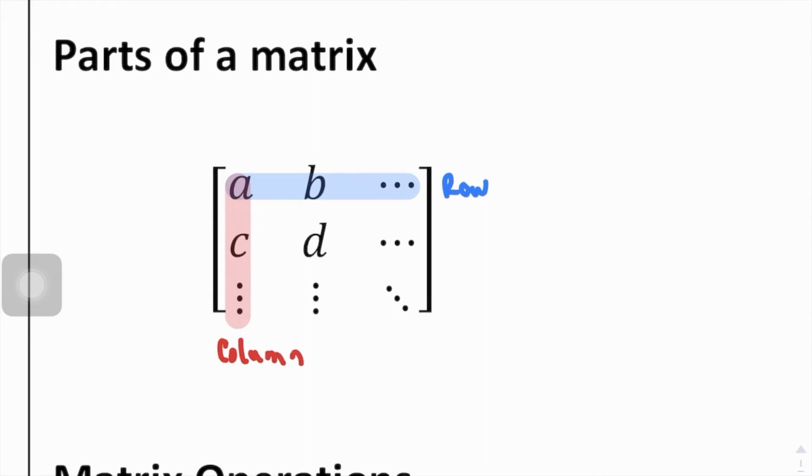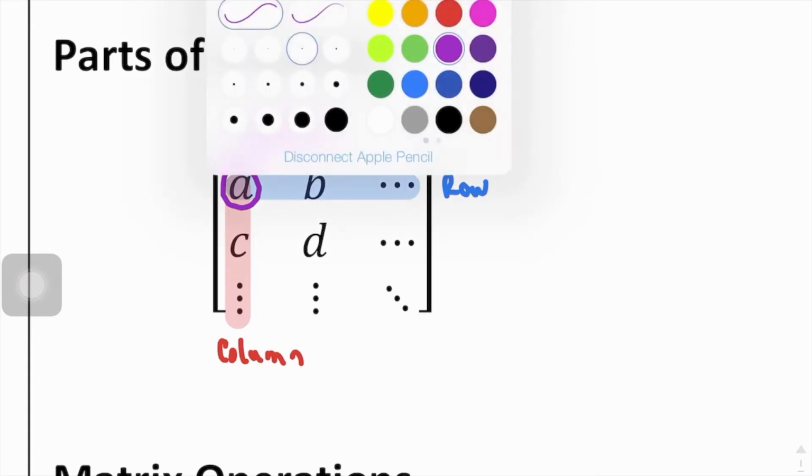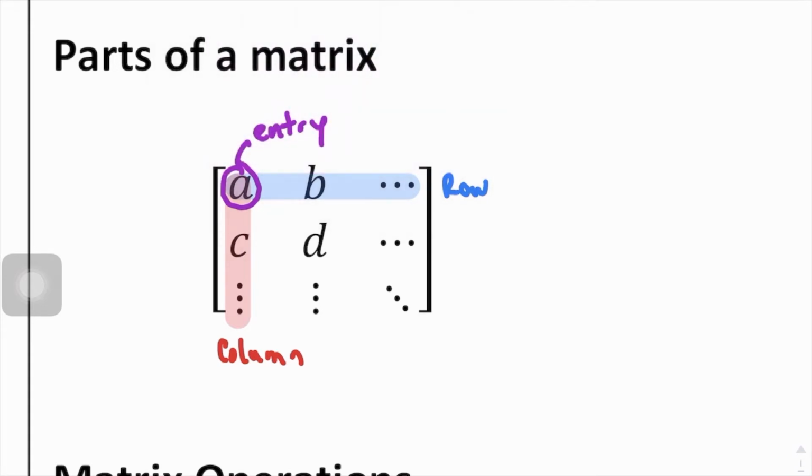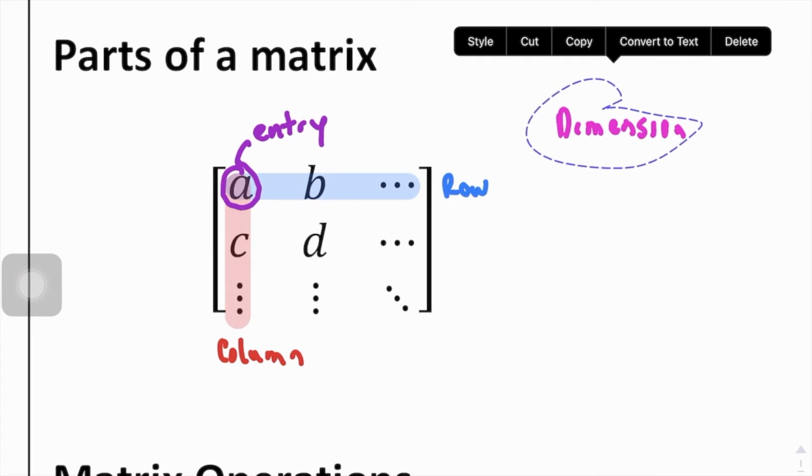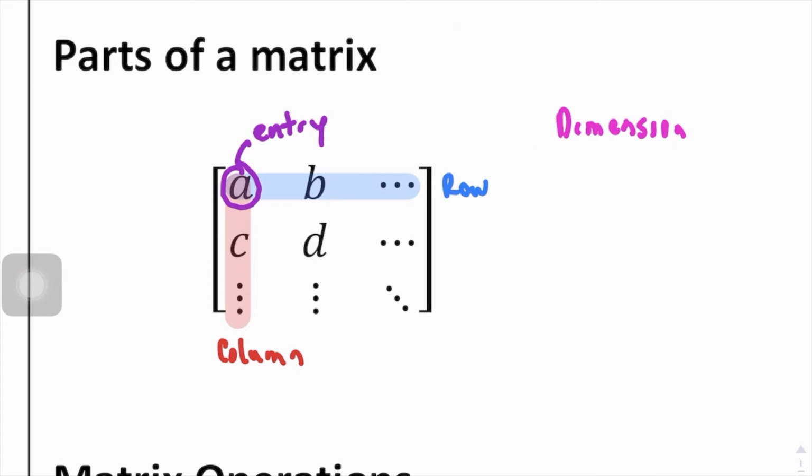And then a single entry, well, it's called an entry. So this piece right here is referred to as an entry. So you have multiple entries in a rectangle shape. The rows and columns create what we call a dimension. Dimension is always rows by columns.